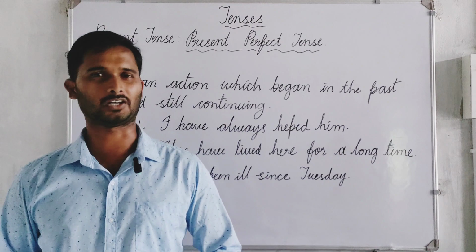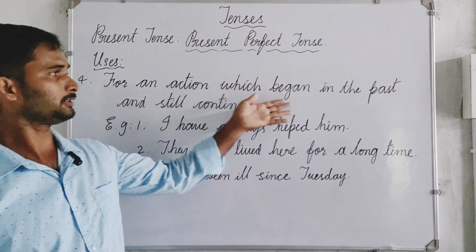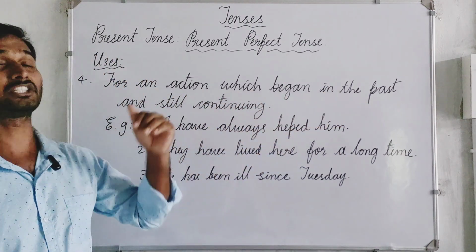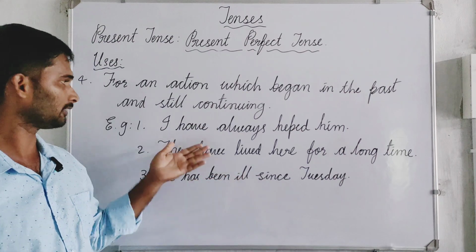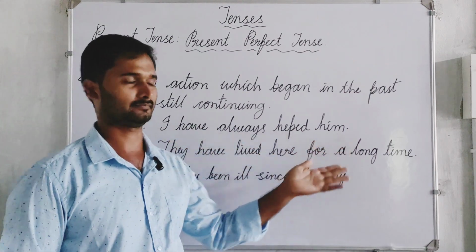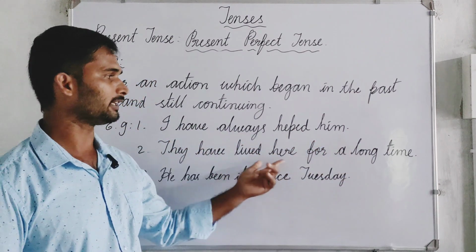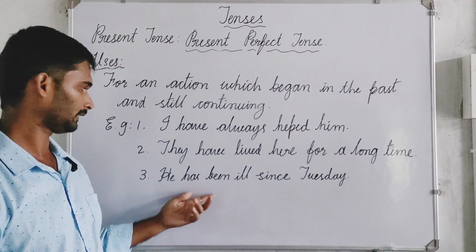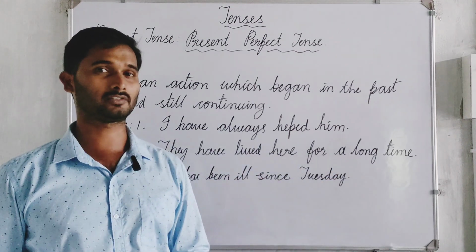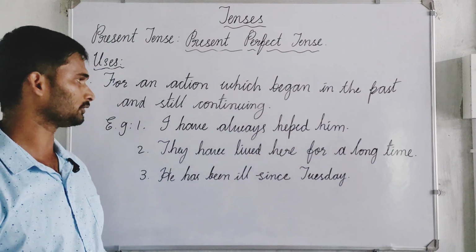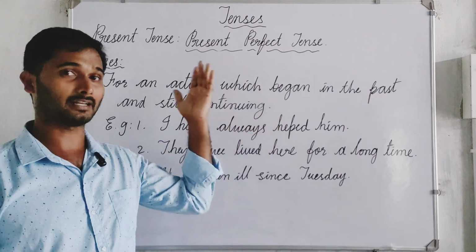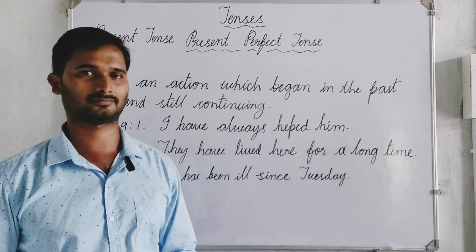The present perfect also expresses an action which began in the past and is still continuing. Here are a few examples. I have always helped him. They have lived here for a long time. He has been ill since Tuesday. These three examples show that an action has begun in the past and is still continuing.